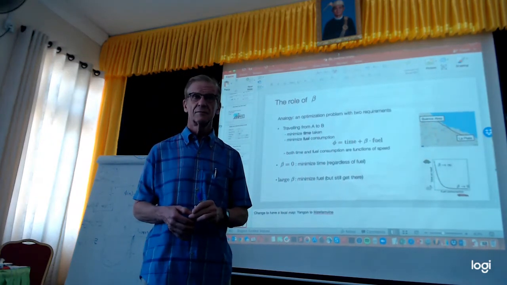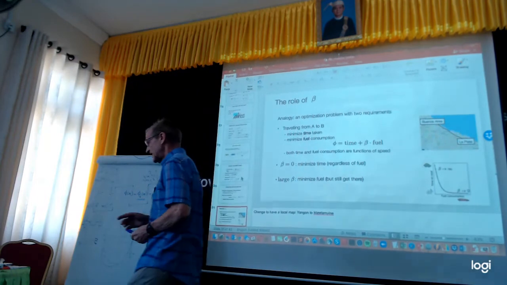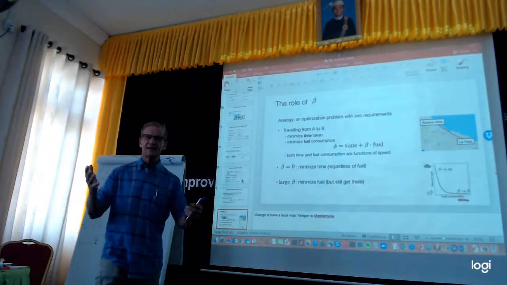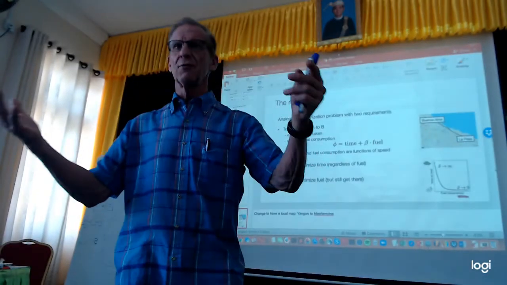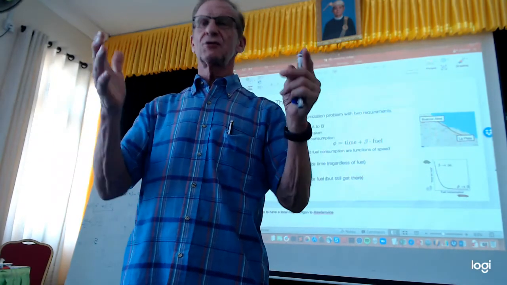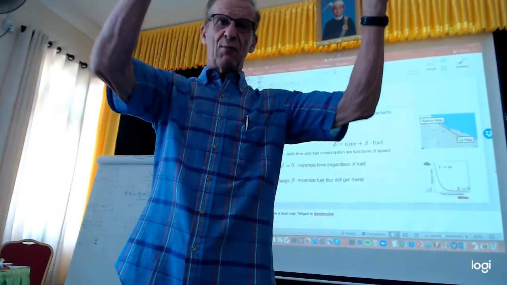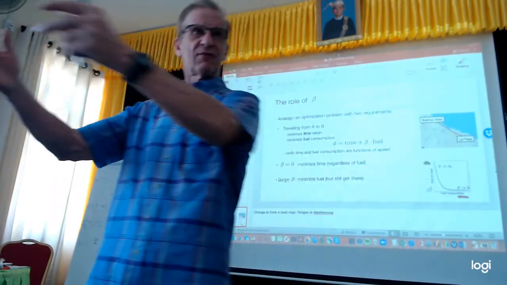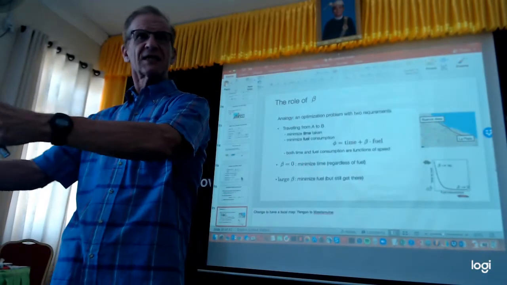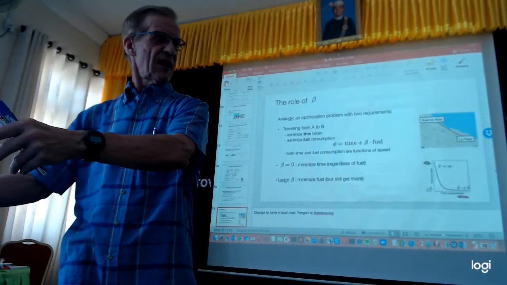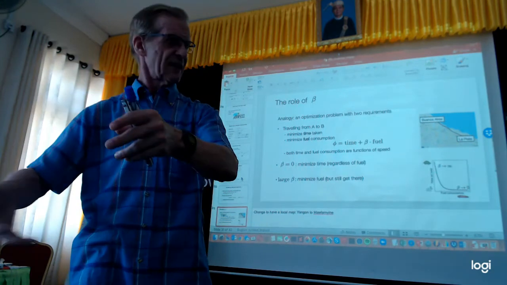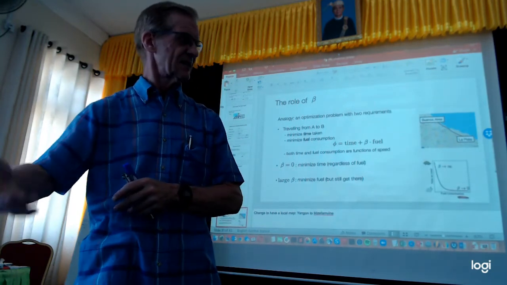Okay, so that's the idea and you'll see this a lot through all inversions. We've always got two objectives. We want to fit the data, but then we've got these other constraints of geology, and we want to kind of minimize the complexity of the geology.